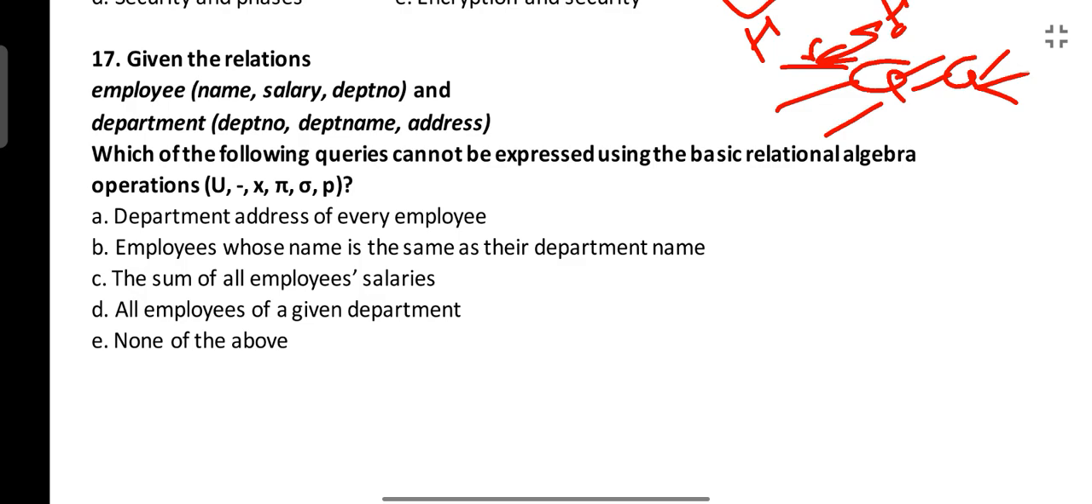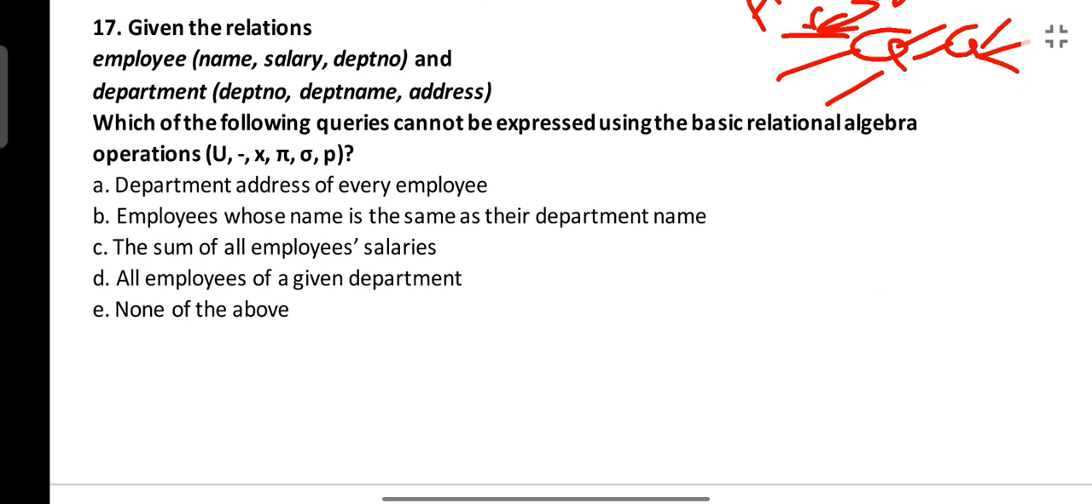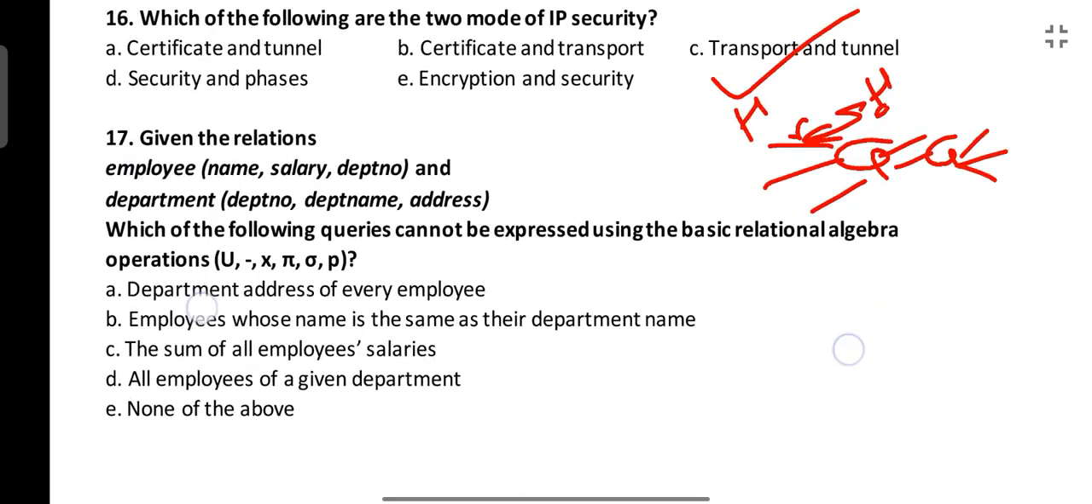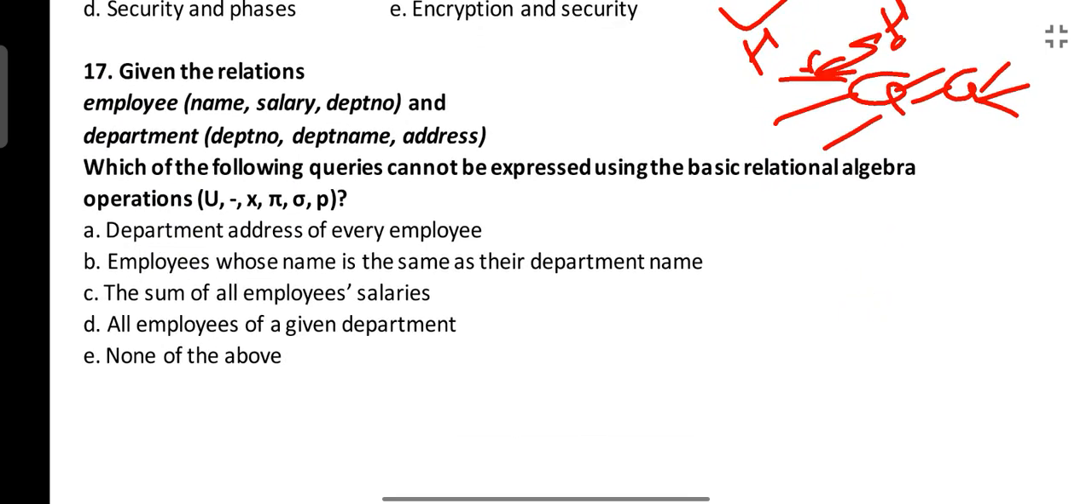Next question is, given the relation employee with attributes name, salary, department number, and department with attributes department number, department name, address. Which of the following queries cannot be expressed using the basic relational algebra operations? The operations are given: union, set difference, Cartesian product, select, rename, and project. Okay, these are some high level questions. The level of the questions is high, from question 16 to question number 20. If you are able to attempt these questions, then no one can stop you from getting selected.